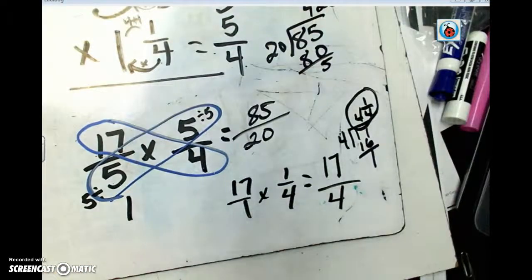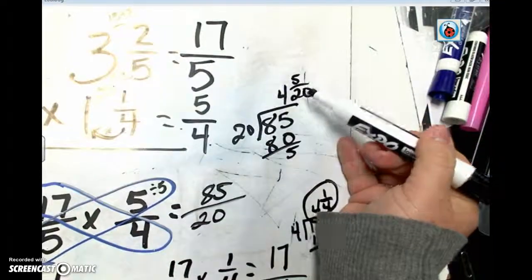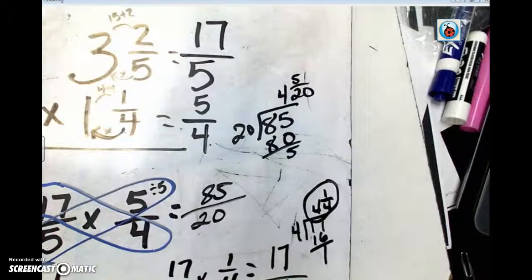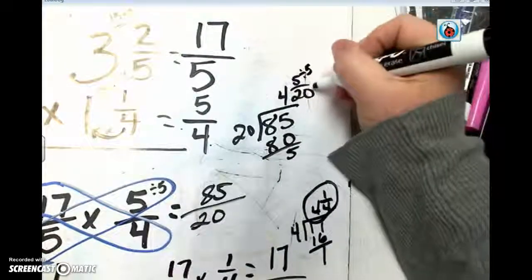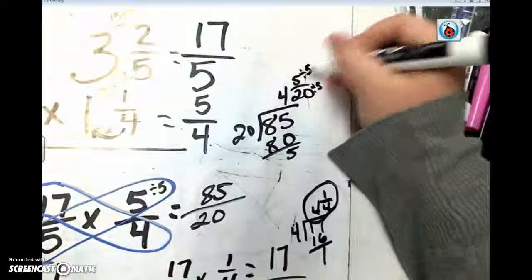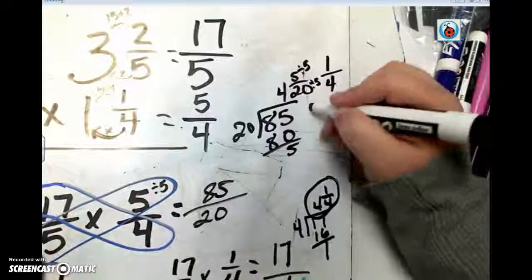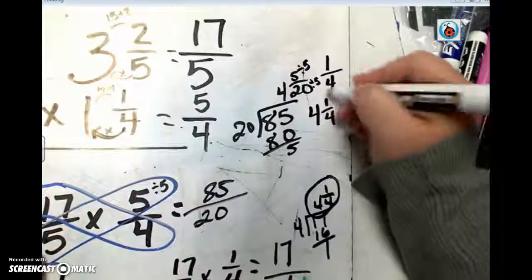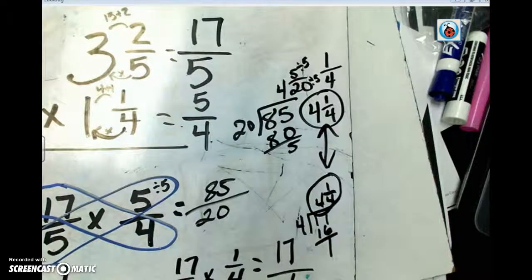Okay. Is this my final answer here? No. Why? I can simplify. I can divide the top by, and I can divide the bottom by. 5 divided by 5 is, 20 divided by 5 is, giving me a final answer of 4 and. So, does it matter which way you do it? Absolutely not. You will get the same answer. It depends on your comfort level and how you are with your multiplication facts.